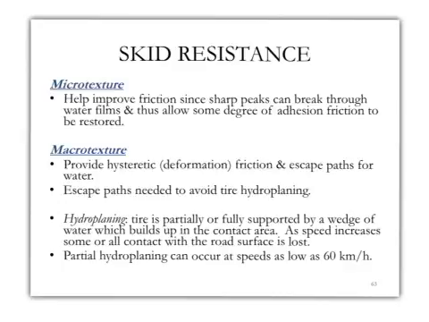So as speeds increase, for example, some or all of the contact with the road will be lost. Partial hydroplaning typically occurs at speeds as low as 60 kilometers per hour. If you think about 60 kilometers, this is really around 40 miles per hour, where you start to lose that interaction which you really need between the tire and the surface of the road.